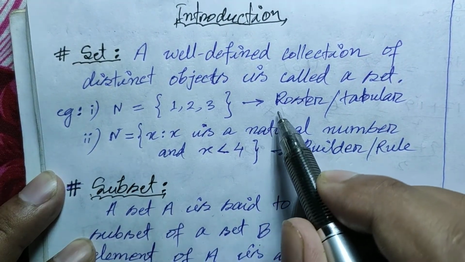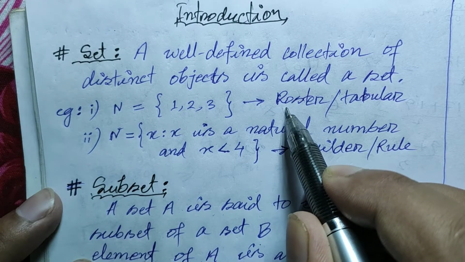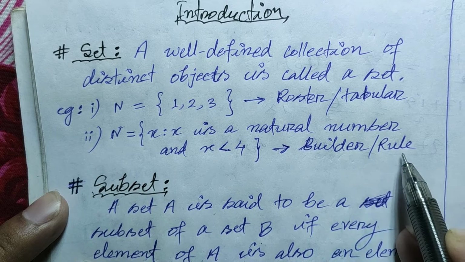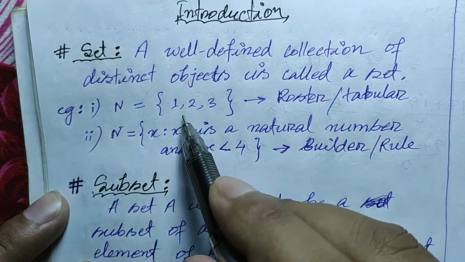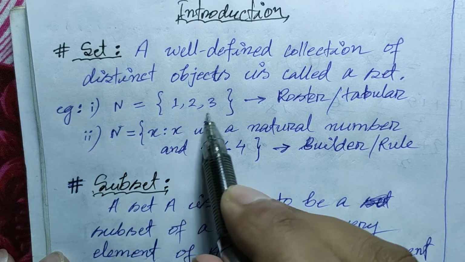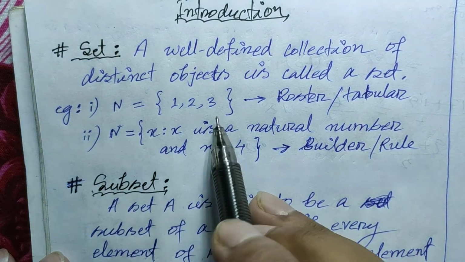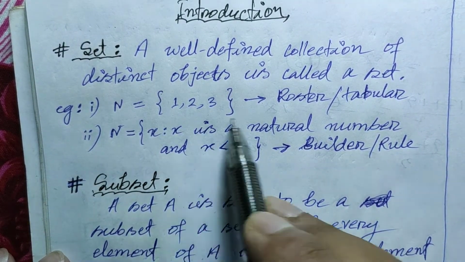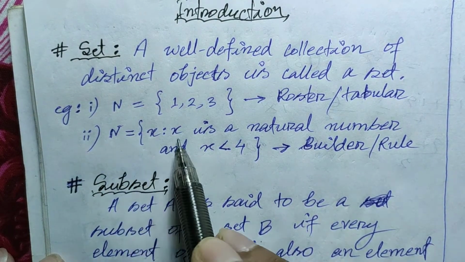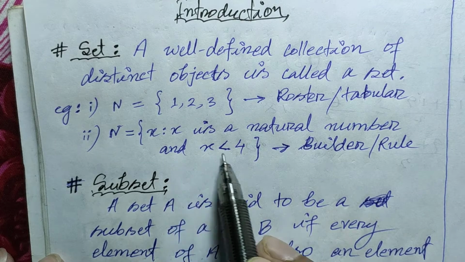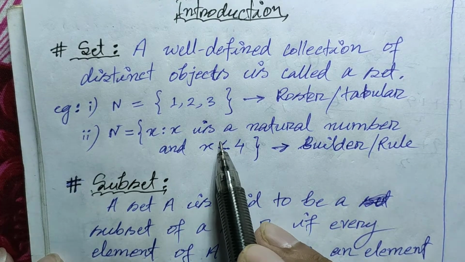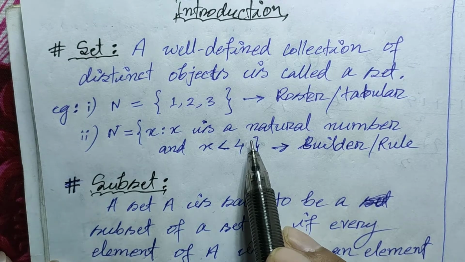There are two ways of describing a set. Number 1, set roster or set tabular form. Number 2, set builder or rule form. In the roster or tabular form, the elements are separated by commas and written within curly brackets. These sets are in roster or tabular form. And number 2, x such that x is a natural number and x is less than 4. This set is in the form of set builder or rule form. I hope you understand.